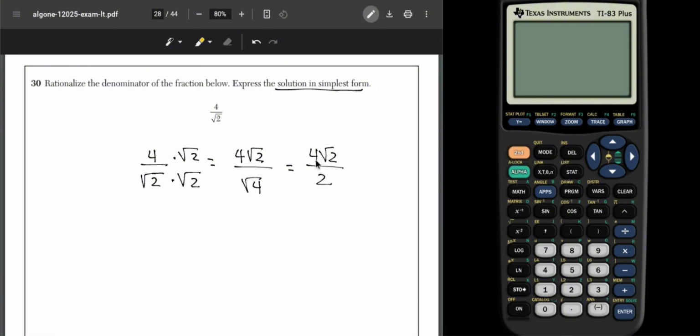But I need to simplify it. So I can't do square root of 2 divided by 2, but what I can do is 4 divided by 2, and I know 4 divided by 2 is 2. So my final answer is 2 square root of 2 in simplest form. It is the same thing as this, just written with a rationalized denominator and in simplest form.